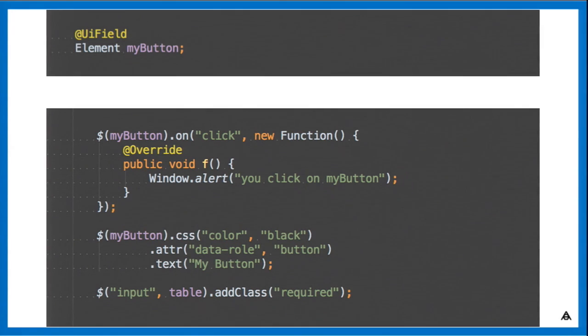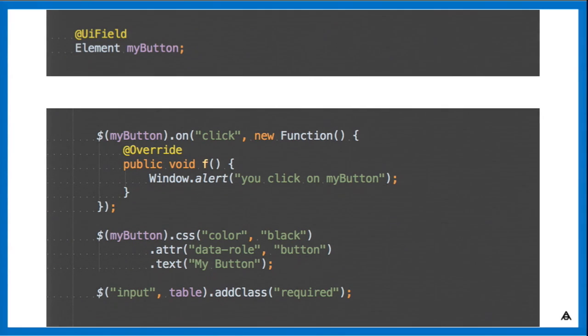And GWT.create is a bit more powerful in the sense that you can make queries on the DOM itself. So here I have a table and say, okay, give me all the inputs of the table and add the class required on all the inputs of the table. GWT.create is very powerful to add event handlers and also to manipulate any element, because the first goal of GWT.create is really to ease DOM manipulation.